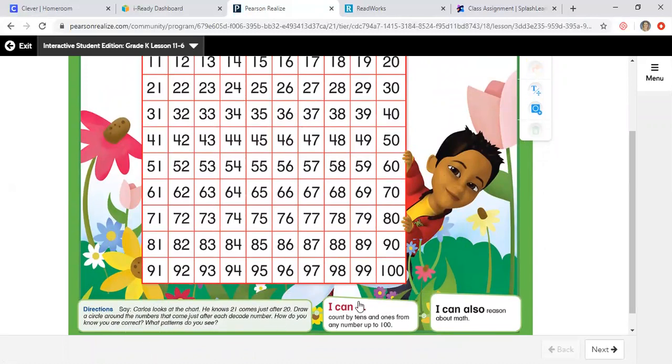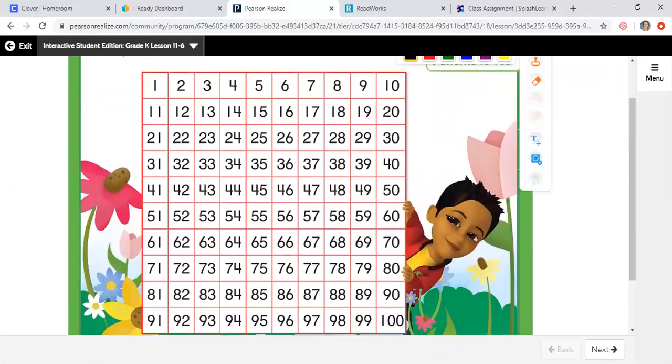Okay. So what they want us to do is look at the decade numbers and draw a circle around each number that comes right after those decade numbers. Remember, decade numbers are the tens numbers, right? They all end with 0, so it's all the tens numbers. 10, 20, 30, 40, all those numbers. So we have to draw a circle after the number that comes after each one of these decade numbers.